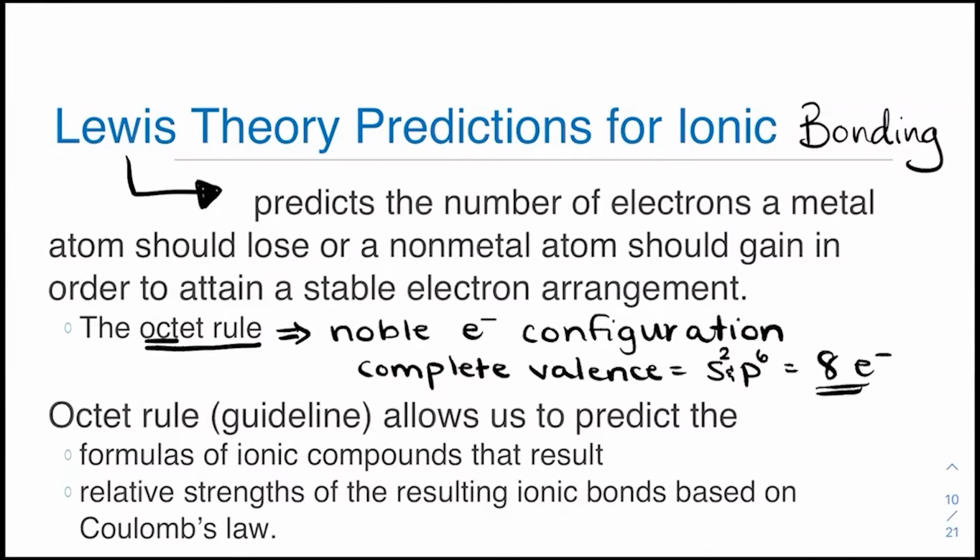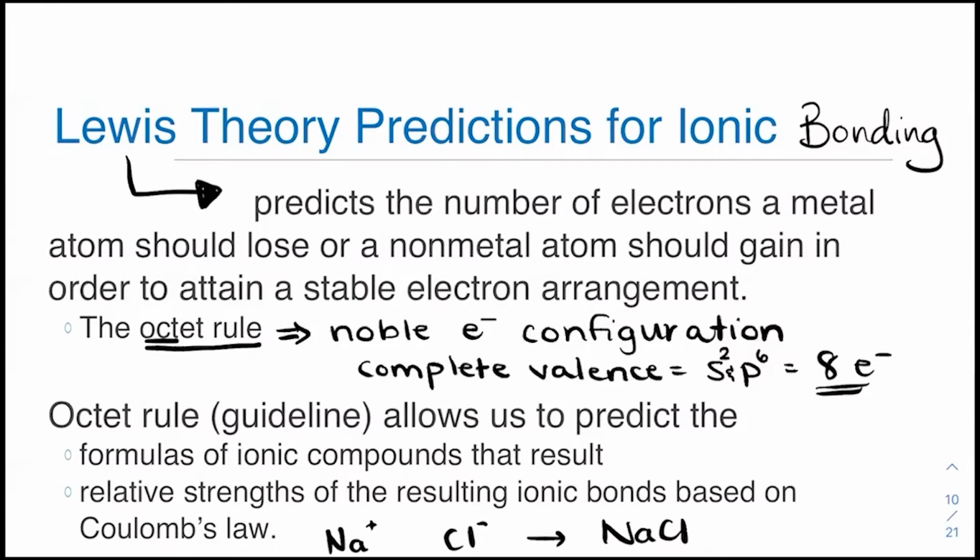Now, using the octet rule, the idea that 8 is our magic number, it allows us to predict the formulas of ionic compounds that result from the combination of one metal and one nonmetal. The relative strengths of those ionic bonds are also based off of Coulomb's law. So something that has a +1 and a -1 charge can be predicted. Sodium did have 1 electron, chlorine had 7. Sodium gave 1 more electron to chlorine. There's your 8 electrons total.